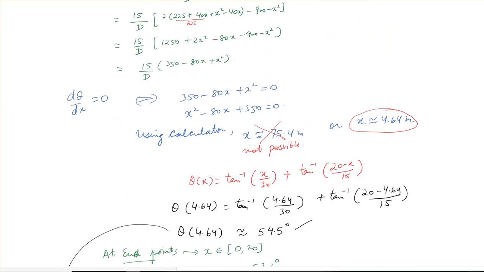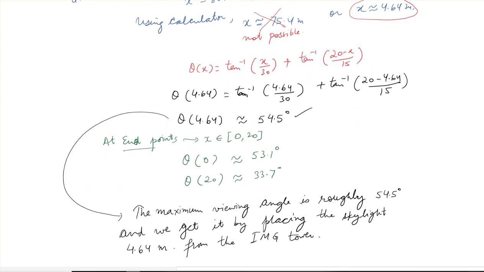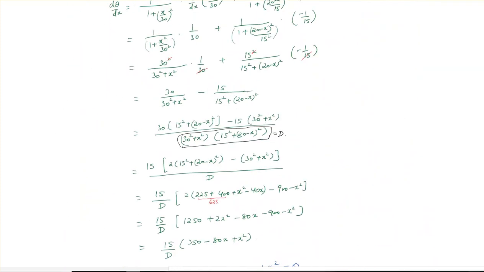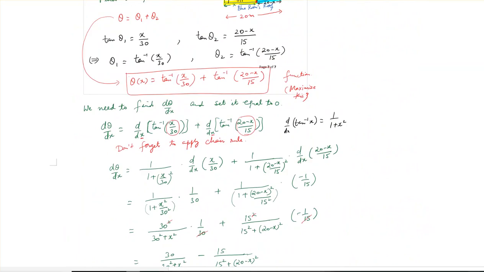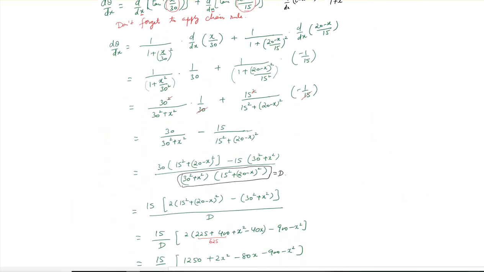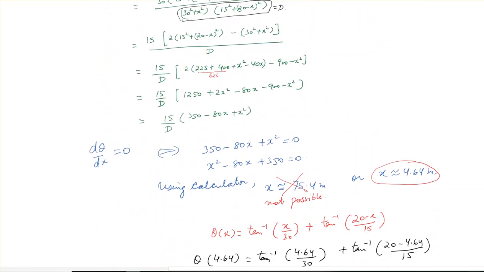So this was our optimization problem. We followed the exact same steps. You figure out the function theta that you want to maximize, you figure out the first derivative, and then you just set the derivative equal to 0, and it will give you the answer.